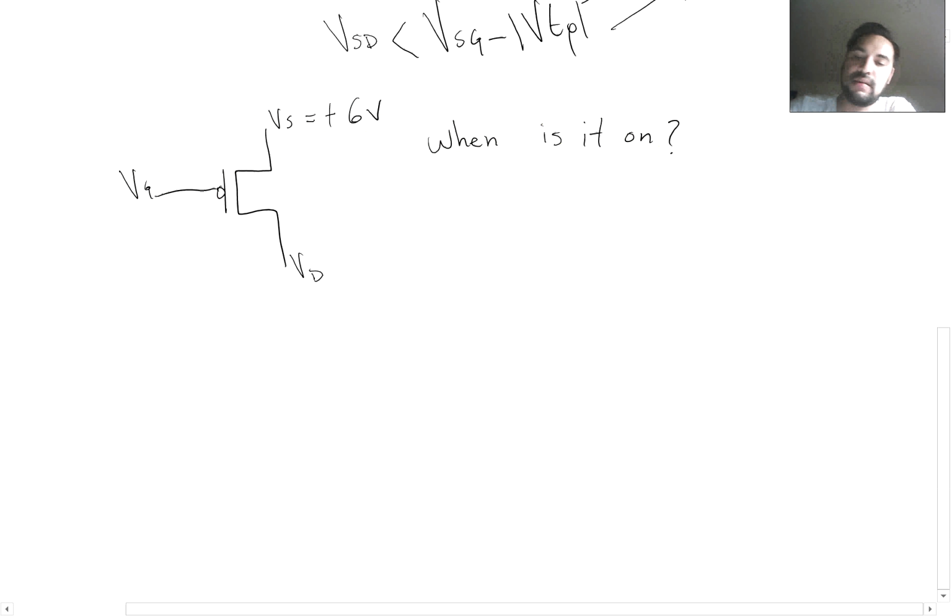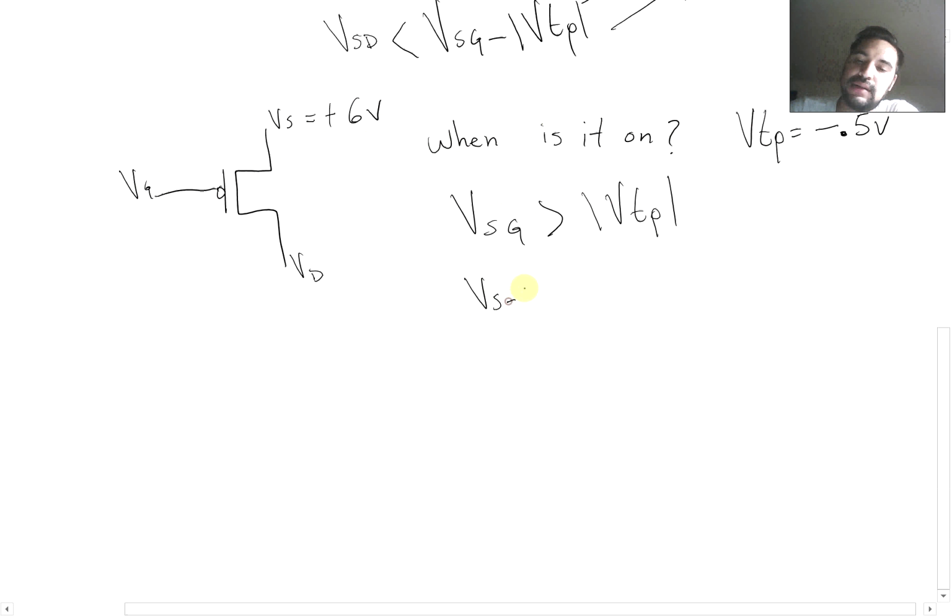Remember that it's on when VSG is more than |VTP|. And same thing as the NMOS transistor, we're going to use VTP equals minus 0.5 volts. Okay, so when is it on? Vs minus Vg has to be greater than, since it's absolute value, 0.5 volts. So we know that Vs is 6 volts, minus Vg has to be greater than 0.5 volts.